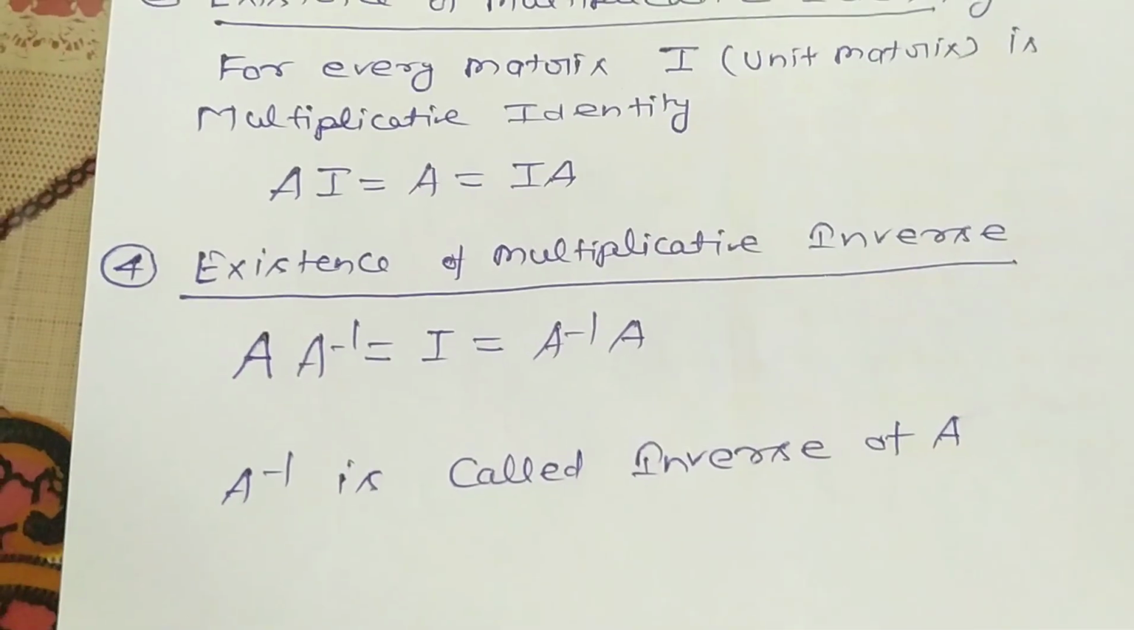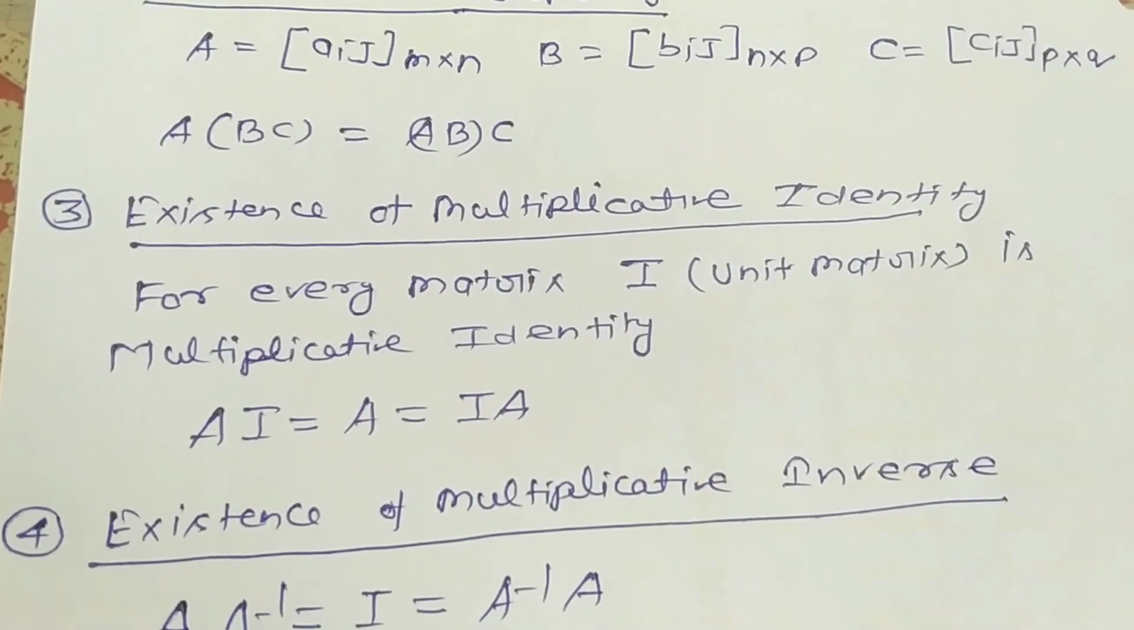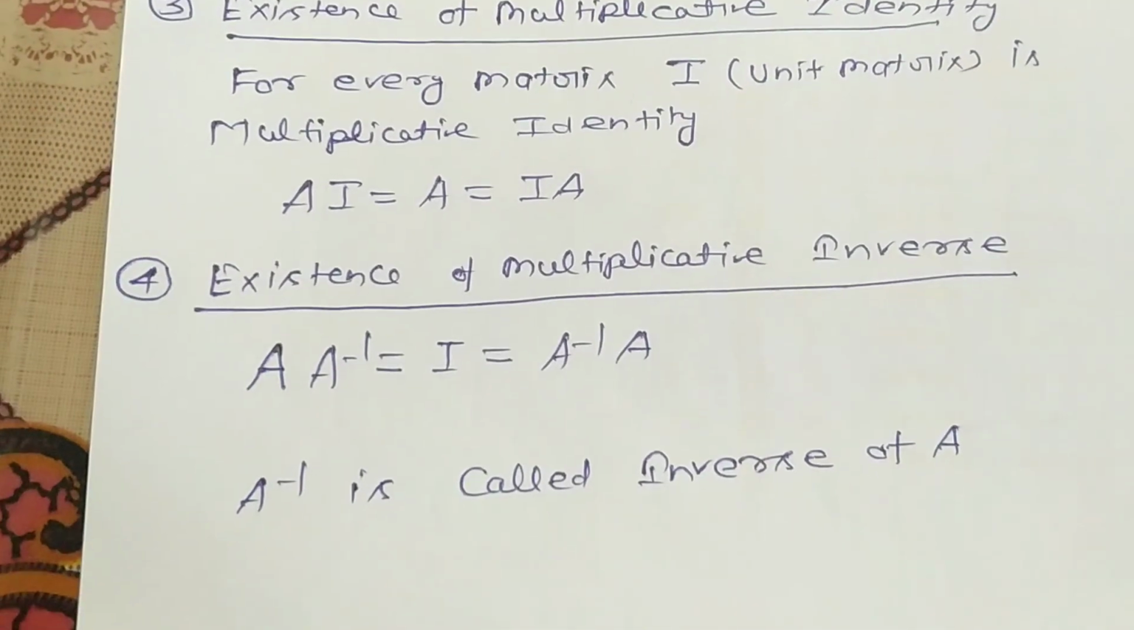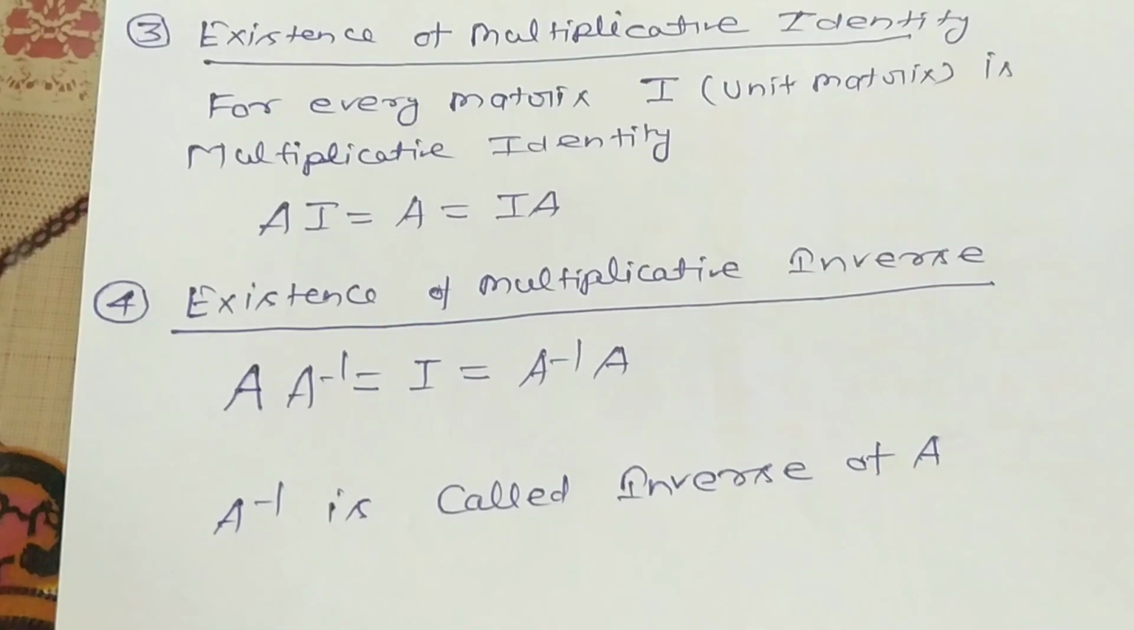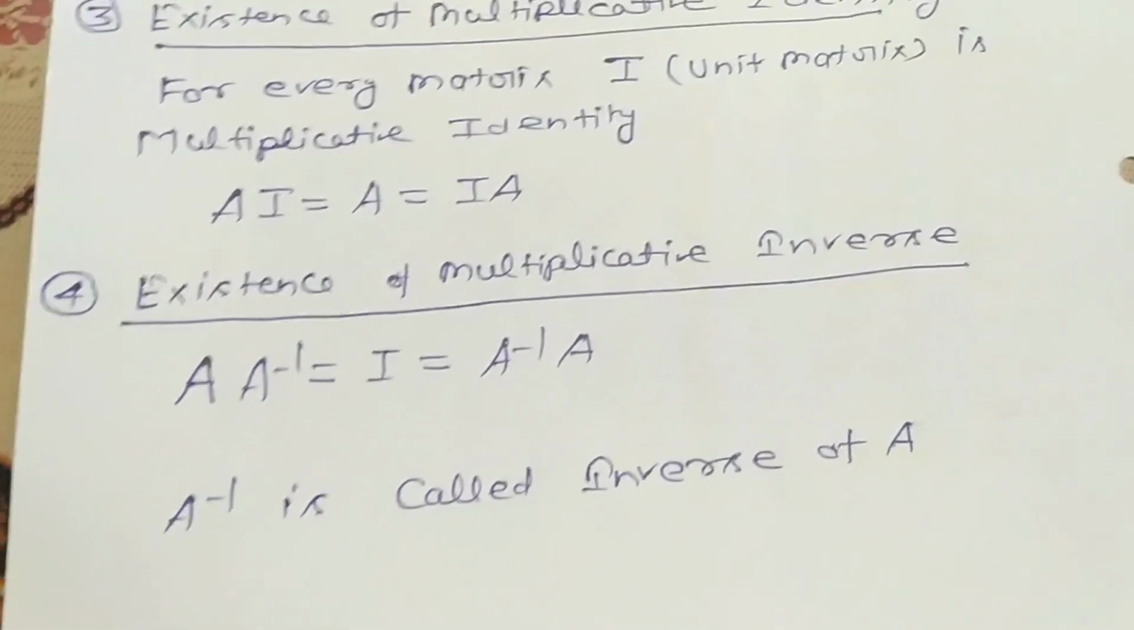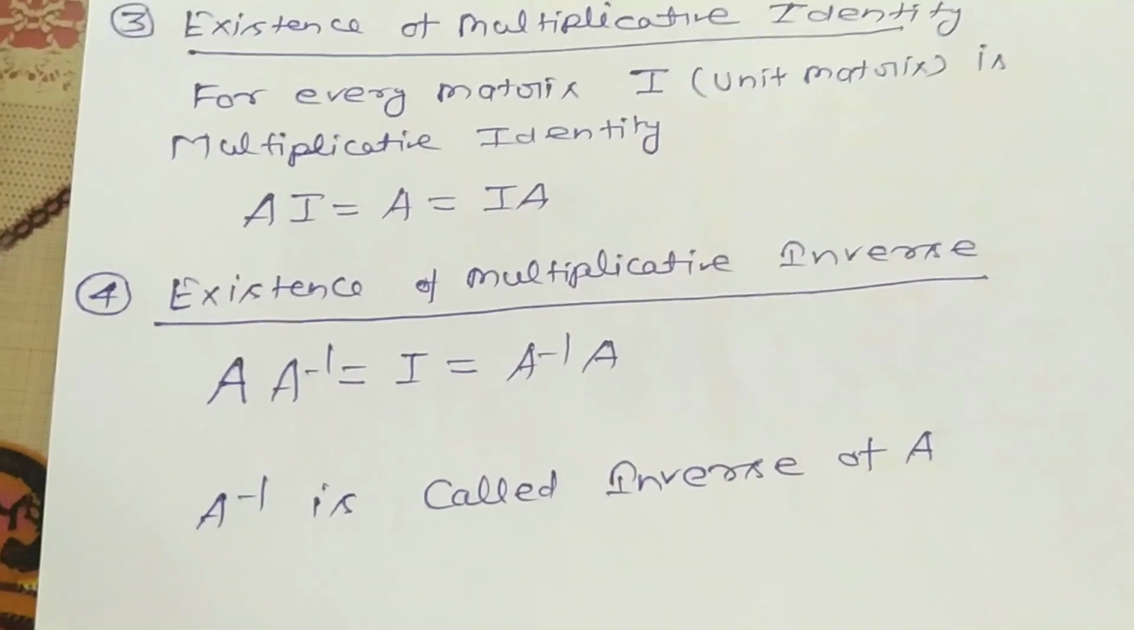ठीक है, ये दोनों प्रॉपर्टीज जो मैंने ऊपर पढ़ाई थी, AI इज इक्वल टू A, IA इज इक्वल टू A और A इंटू A इनवर्स इज इक्वल टू I, ये दोनों प्रॉपर्टीज बहुत इंपॉर्टेंट हैं. आगे हम इनको बहुत ज़्यादा यूज करने वाले हैं, इसलिए आप इन दोनों प्रॉपर्टीज़ को बहुत अच्छे से पढ़िएगा.